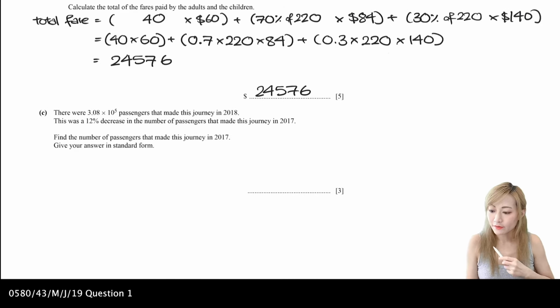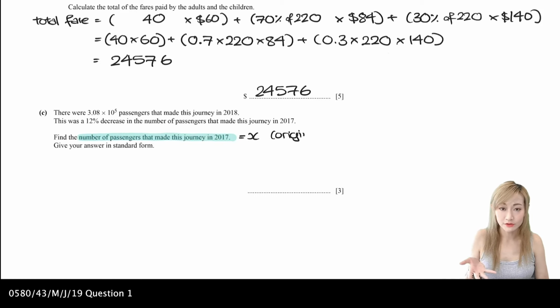C. There were 3.08 multiplied by 10 to the power of 5 passengers that made this journey in 2018. This was a 12% decrease in the number of passengers that made this journey in 2017. Find the number of passengers that made this journey in 2017. Give your answer in standard form. So this is a reverse percentage question. And the number of passengers that made this trip in 2017 is the original value. So we're going to let that equal X.